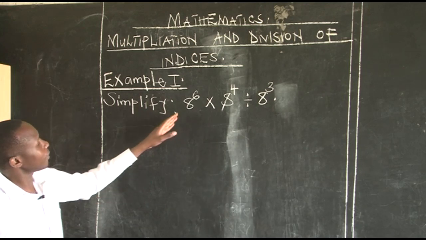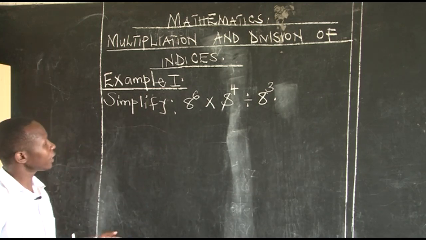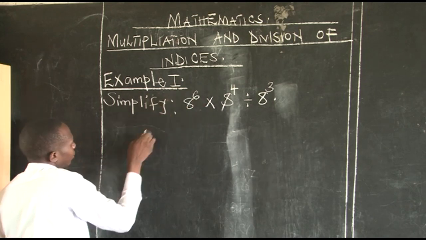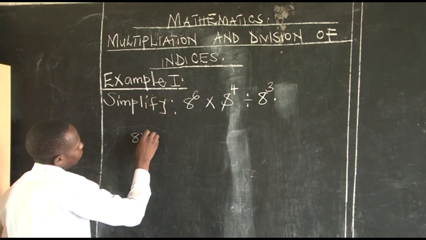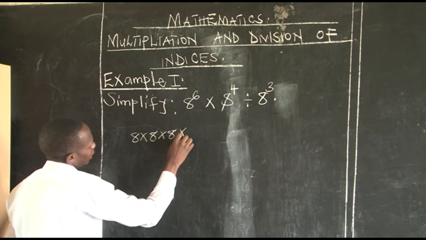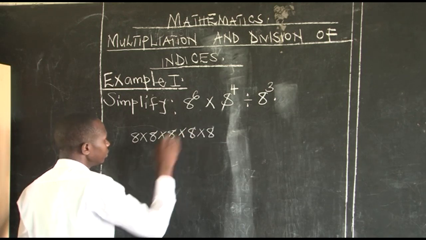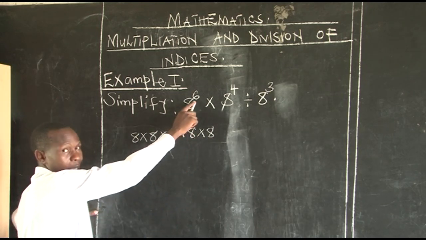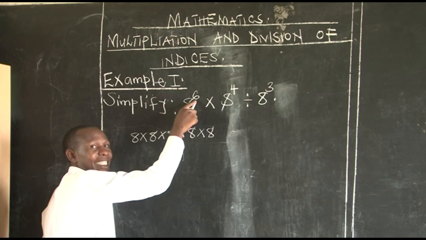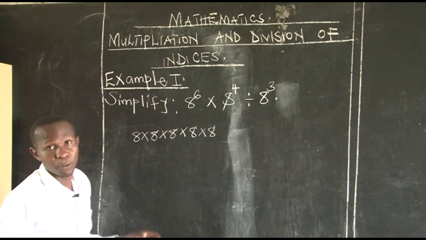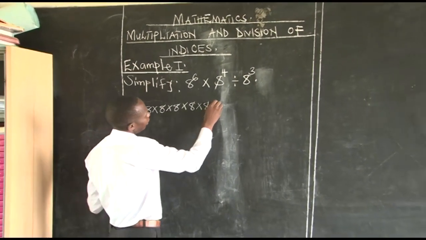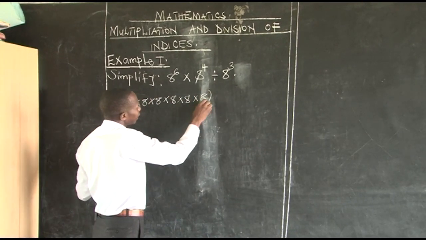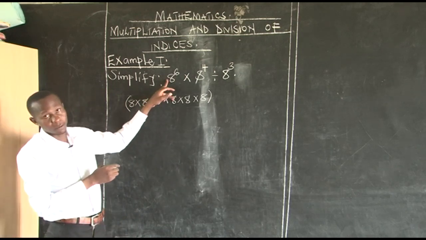So I want us to expand everything here. We shall look at the first base. They have said we multiply 8 six times. So I will say 8 times 8 times 8 times 8 times 8. How many times are those? 1, 2, 3, 4, 5. But remember, we are supposed to multiply 8 six times. So I will continue and say times 8. I'll count: 1, 2, 3, 4, 5, 6. I've now expanded the first number.